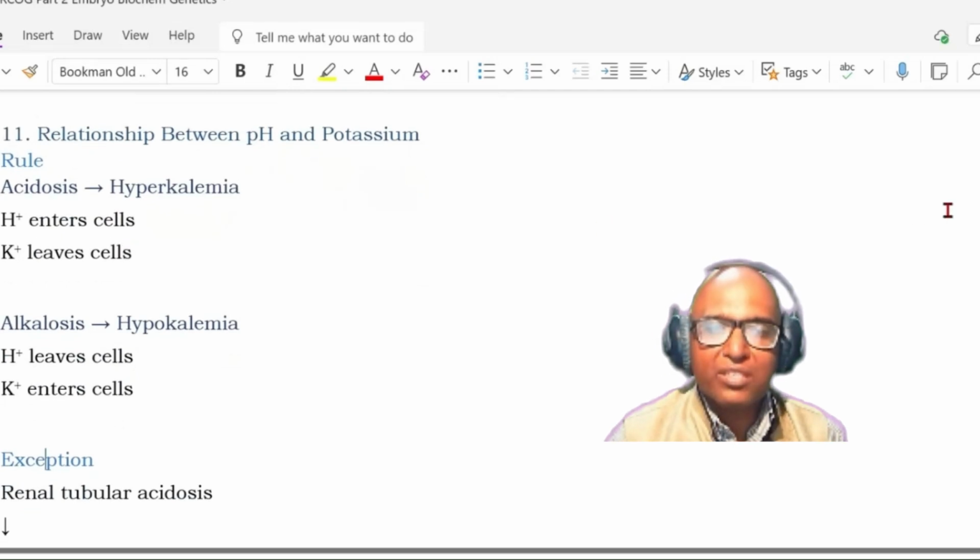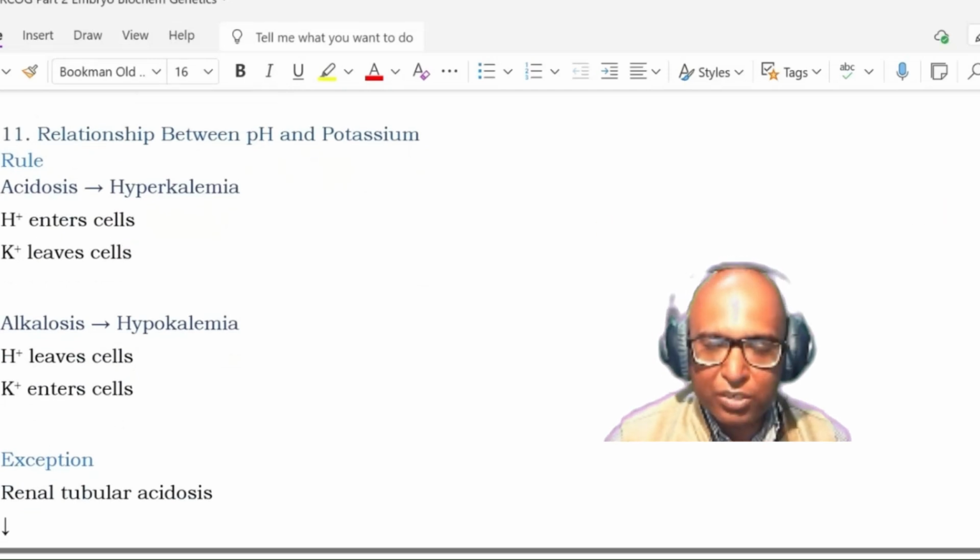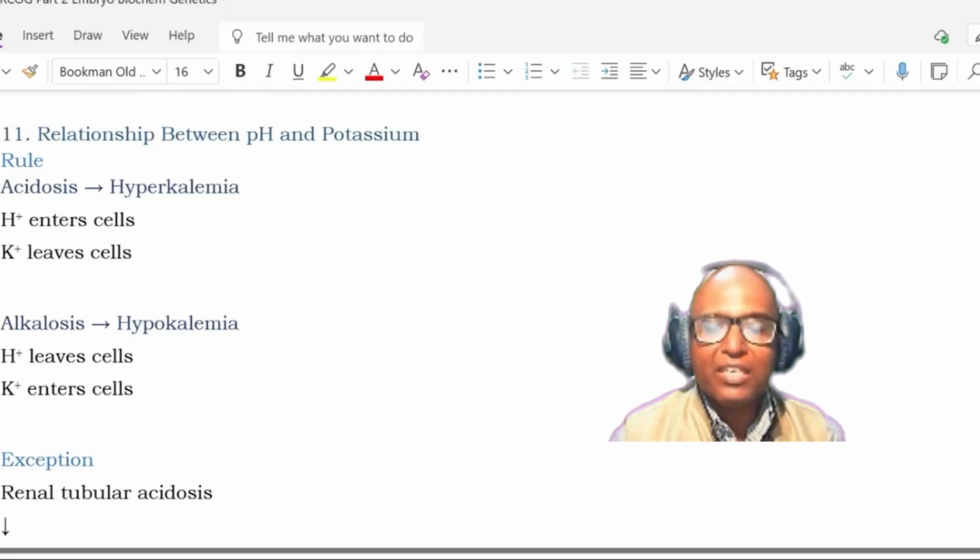Okay. Now, what is the relationship between pH and potassium? That also you should know. What happens if there is acidosis?